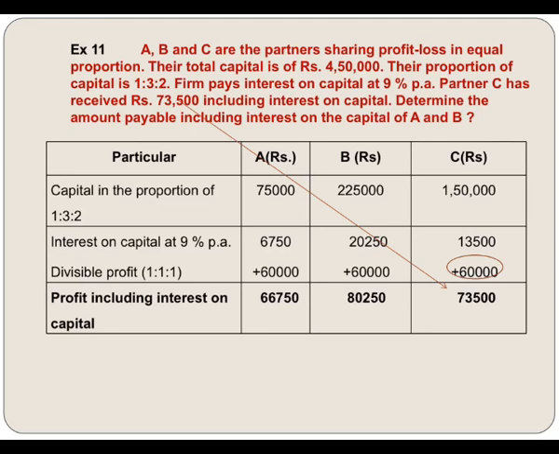So C's profit share is 60,000, then B will also get 60,000 and A will also get 60,000 because their profit and loss ratio is equal. So profit including interest in case of A is 66,750, for B it is 80,250, and for C it is given in the question, 73,500.